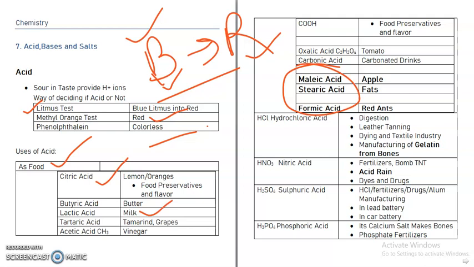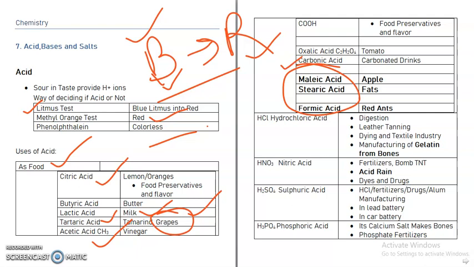Then tamarind contains tartaric acid, and grapes are also one of the most important sources of tartaric acid. So you have to remember tamarind with grapes. Then in food, vinegar contains acetic acid. Then tomato, oxalic acid. Carbonated drinks, obviously carbonic acid. That's why carbonated drinks like Pepsi and Coke help in digestion, because they contain carbonic acid. So these are all easy ones.